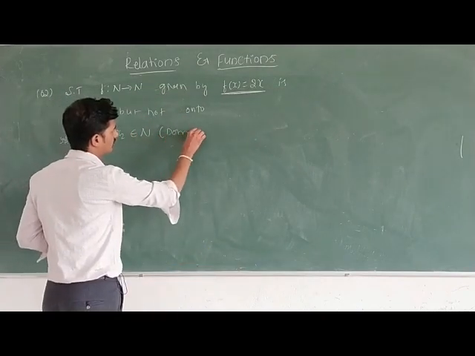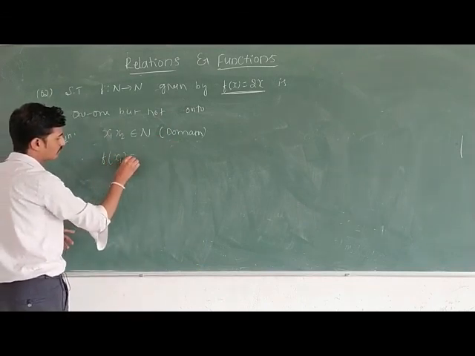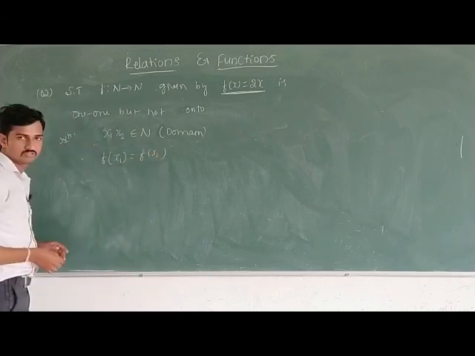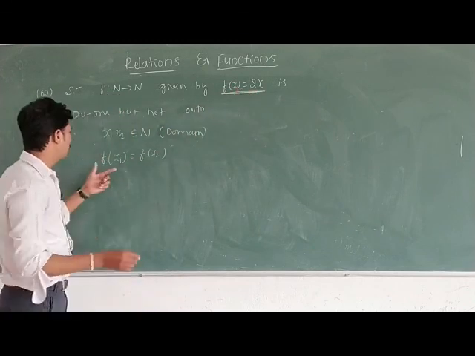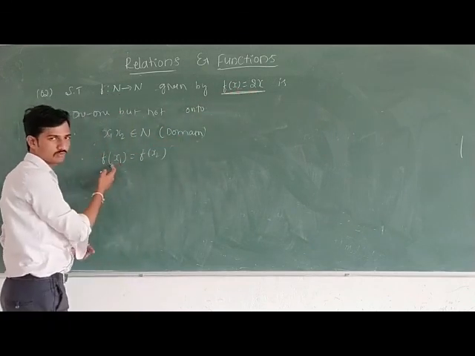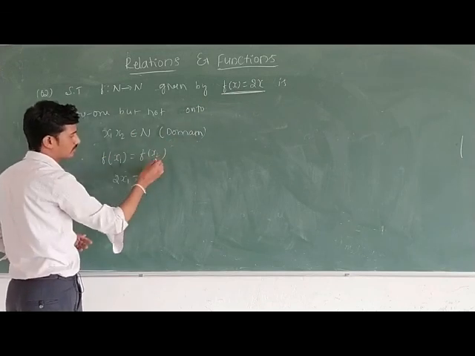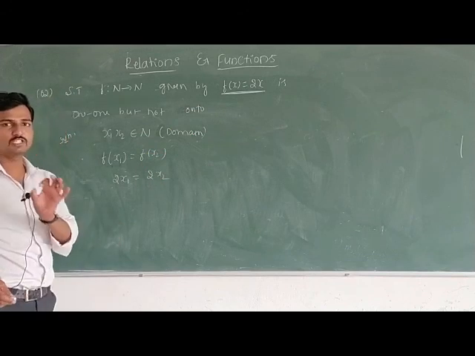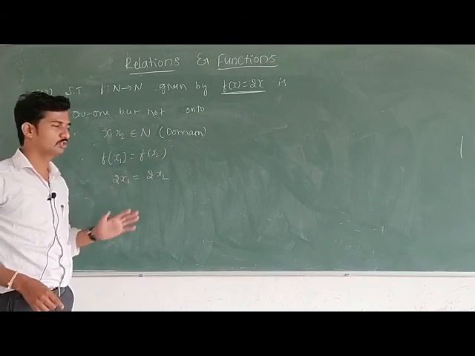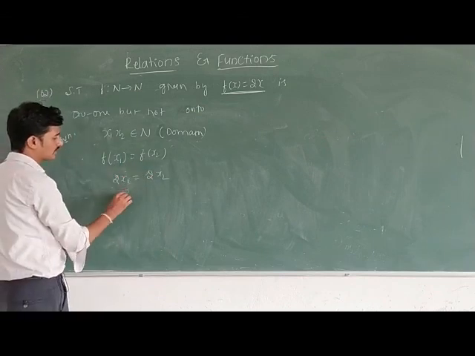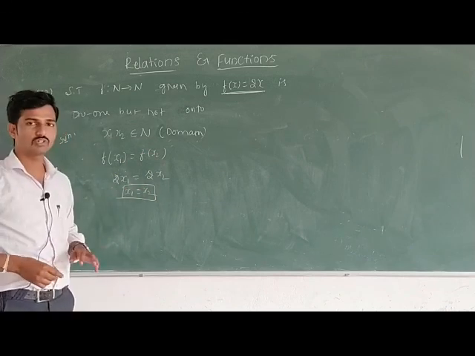If the functions of these two elements are equal, that is f of x1 is equal to f of x2. We know the definition of f of x: f of x is defined as 2x. So if we replace this x by x1, you get 2x1, is equal to, here x is replaced by x2, 2x2. F of x1 means 2x1, similarly f of x2 means 2x2. So here 2 gets cancelled, x1 is equal to x2.